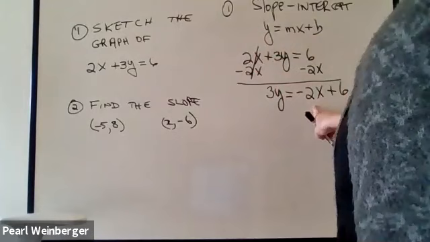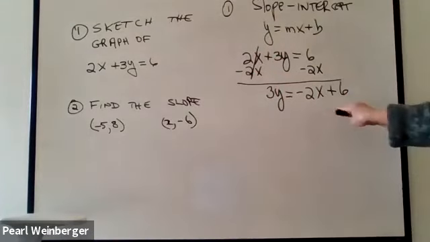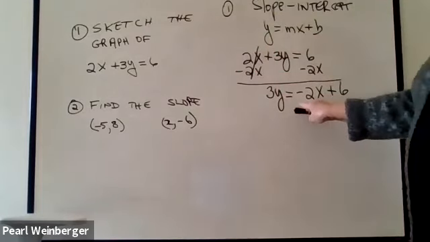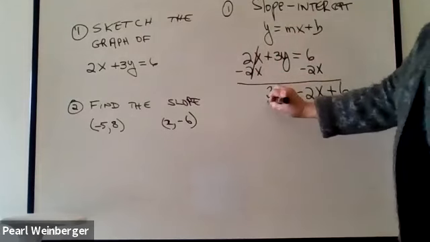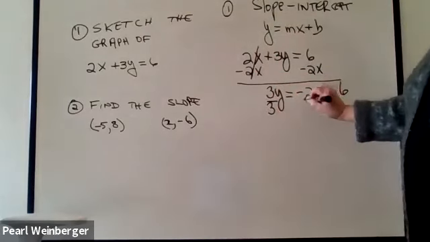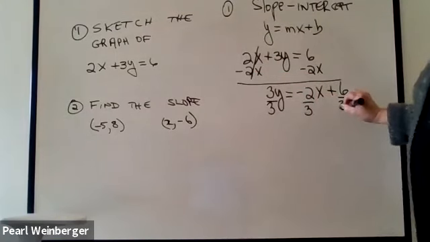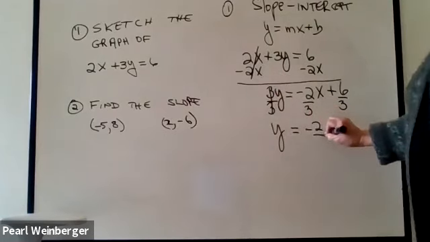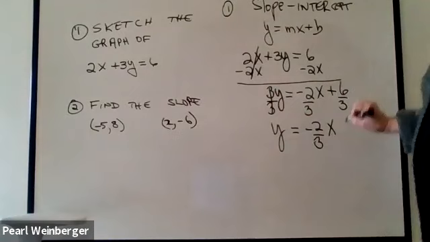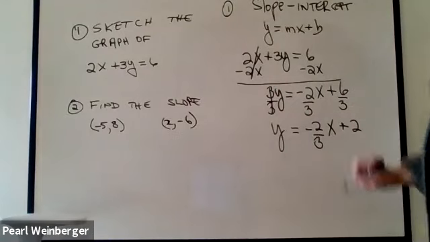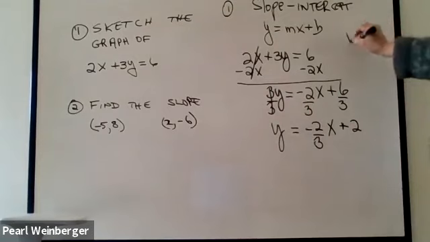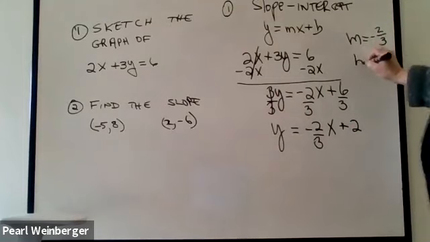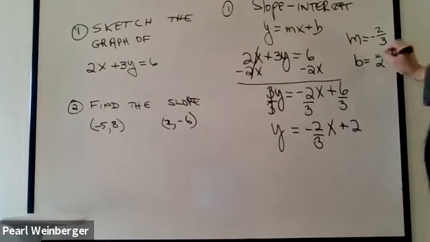We like to always put the x term first, then the number second, even though you could have written it 6 minus 2x. The correct method is to have the x term first, and then divide everything by the 3, so that we end up with y equals negative 2/3 x, and 6 divided by 3 is 2. Which means that my slope in this case is negative 2/3. And my y-intercept, my b, is 2.